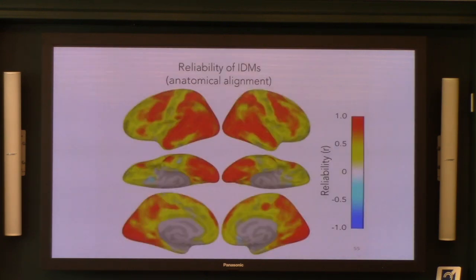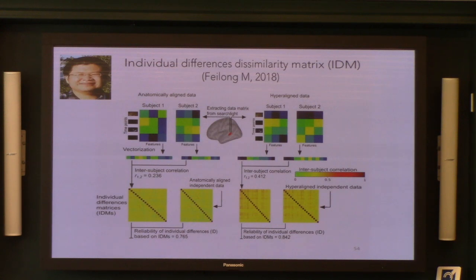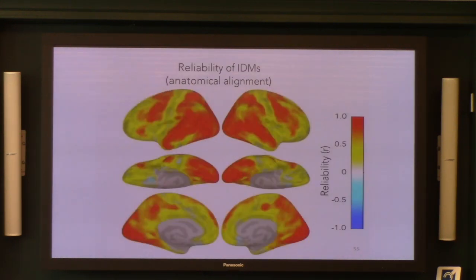But by contrast, what we find, so first of all, he looks at the reliability. So how much is this matrix derived from one data set similar to the individual differences matrix derived from independent data, for anatomically aligned data and for hyperaligned data. And we get quite high reliabilities. So this is a map of reliabilities of these individual difference matrices in anatomically aligned data. You can see that these individual difference matrices are very stable in these auditory and visual areas, parietal cortex, and this prefrontal cortex. Not so much in anterior prefrontal or in medial prefrontal, and not in sensory motor cortex, which you'd kind of expect because they're lying still.